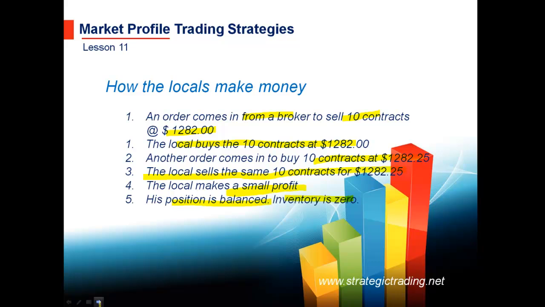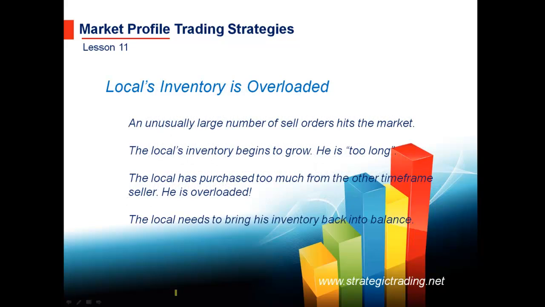Now, what happens all of a sudden when we begin to see an imbalance in the market, and the local's inventory is overloaded? Here's how this happens. All of a sudden, the other time frame seller puts on the market an unusually large number of sell orders. They hit the market. Now the market maker has to buy all those. So naturally, when they buy them, his inventory grows. He has lots of contracts. And in the lingo of the industry, this is known as he's too long. Too long meaning he has too many long positions.